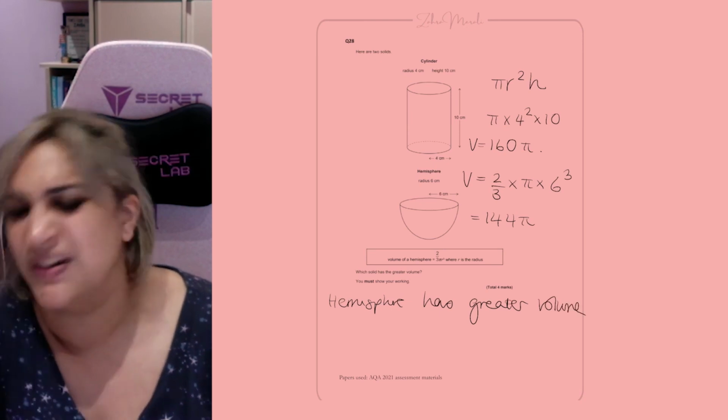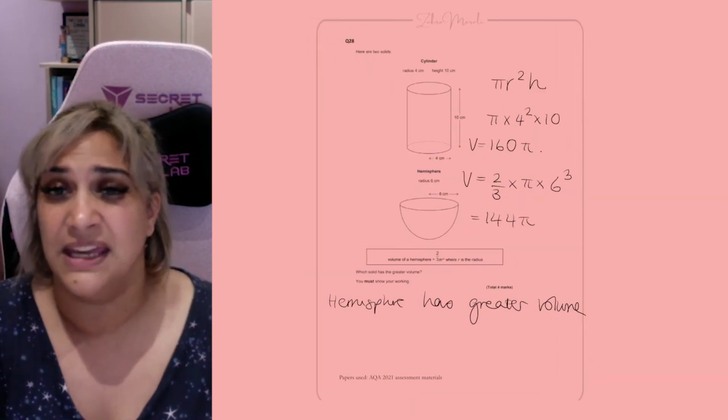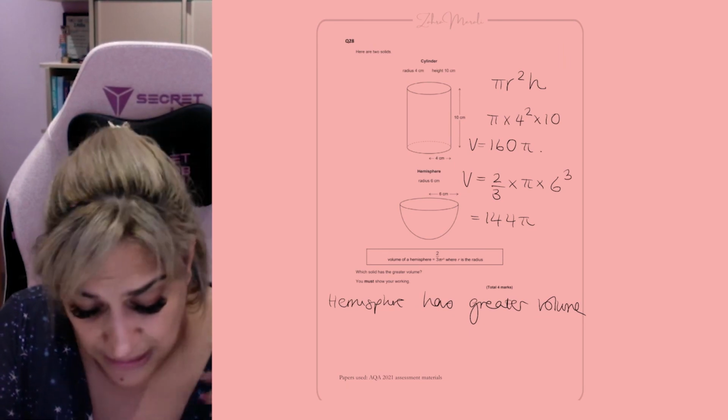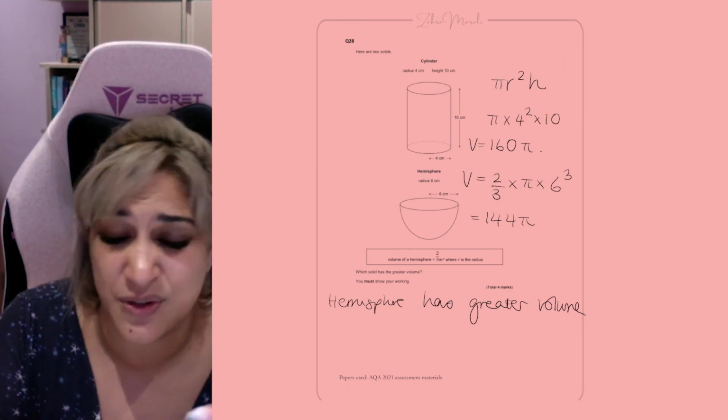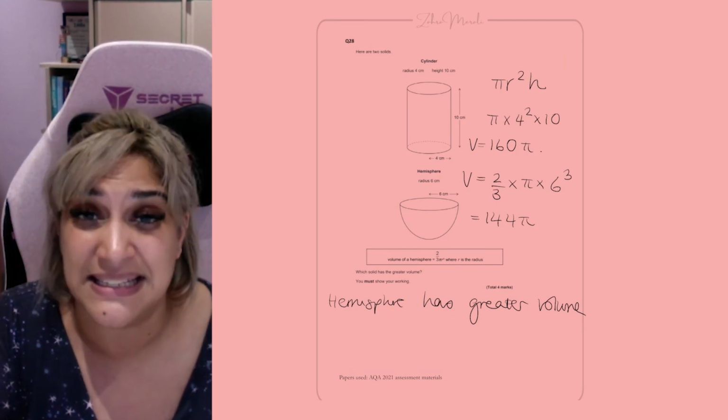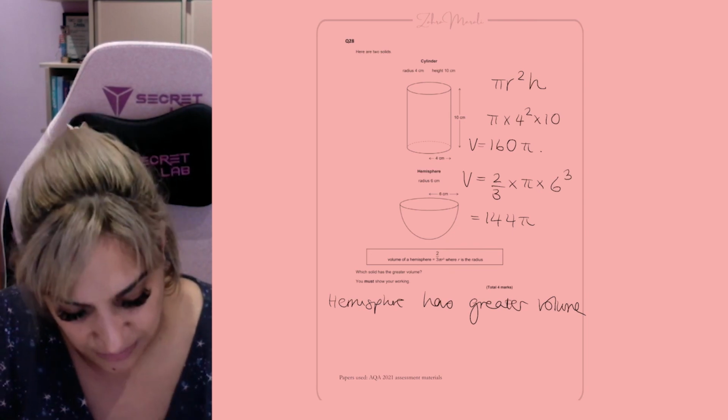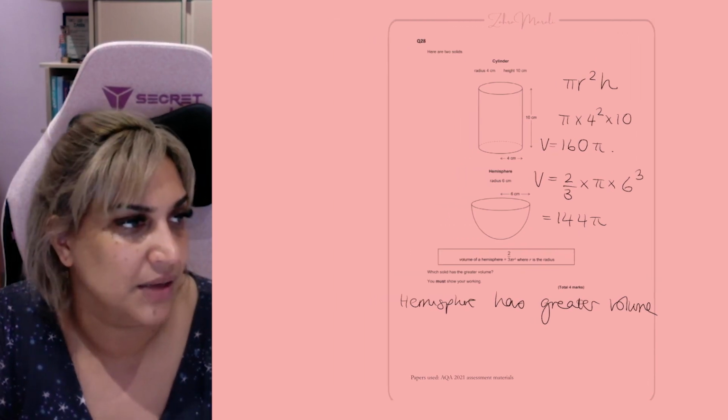Now, I can't remember if it was a calculator paper or not. If it was, not a problem, you could put it in decimals, but you should be able to either way see really easily. One is definitely bigger than the other. Leaving it in pi actually makes this a little bit easier.